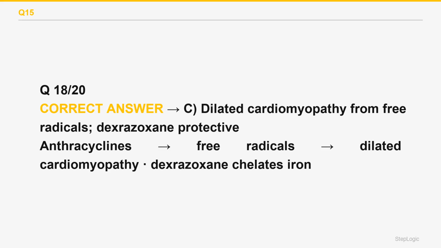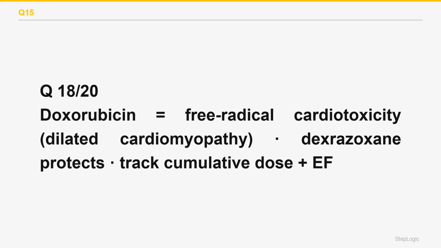Match each chemotherapy agent to its specific toxicity and protective measure. Anthracyclines, doxorubicin: cardiotoxicity, protected by dexrazoxane. Cyclophosphamide: hemorrhagic cystitis, prevented by mesna. Vincristine: peripheral neuropathy. Cisplatin: nephrotoxicity and ototoxicity, with amifostine.